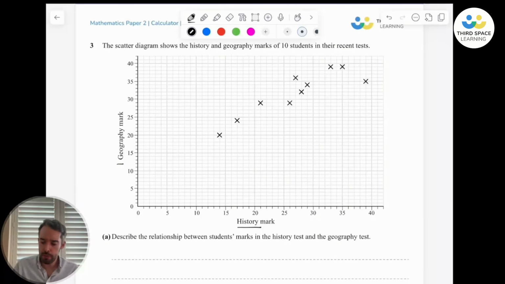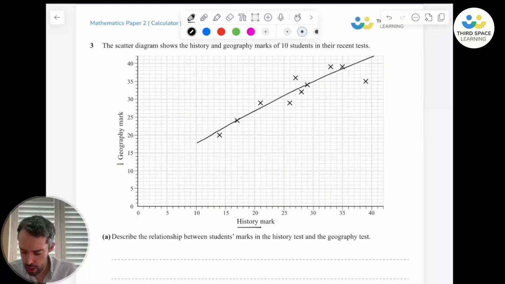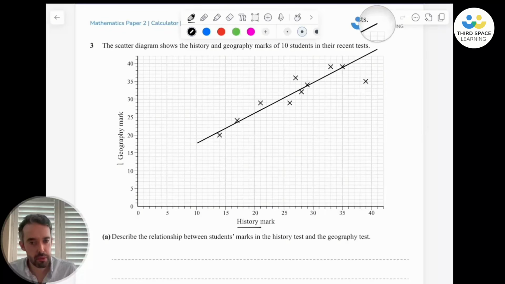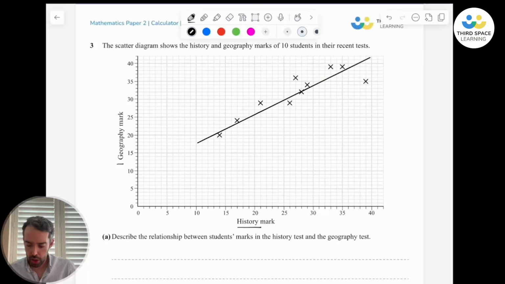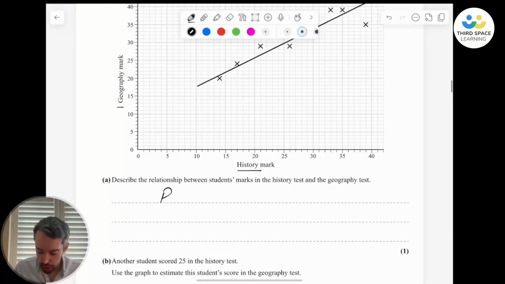It's going to go through the middle of these points with about the same number on either side of it. So if I draw it about there, okay, that looks pretty good to me. So we can see here the points are going up. So to get 1 mark for part A, we just need to write positive correlation. And that's 1 mark.